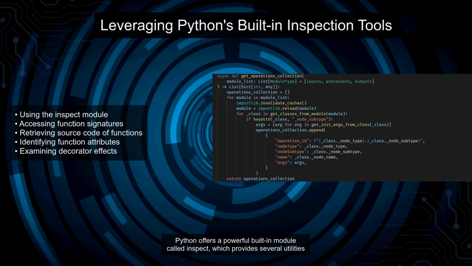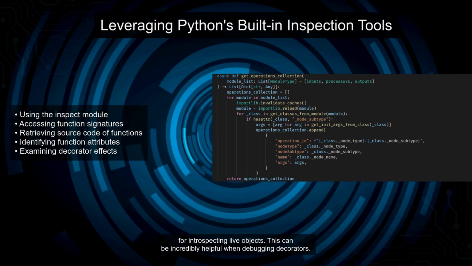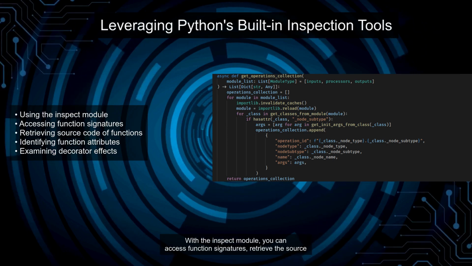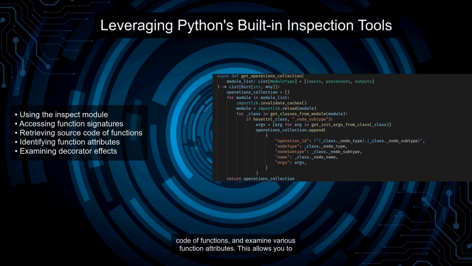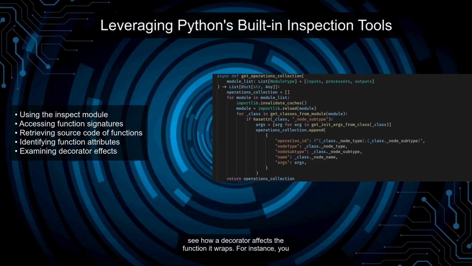Python offers a powerful built-in module called inspect, which provides several utilities for introspecting live objects. This can be incredibly helpful when debugging decorators. With the inspect module, you can access function signatures, retrieve the source code of functions, and examine various function attributes. This allows you to see how a decorator affects the function it wraps.